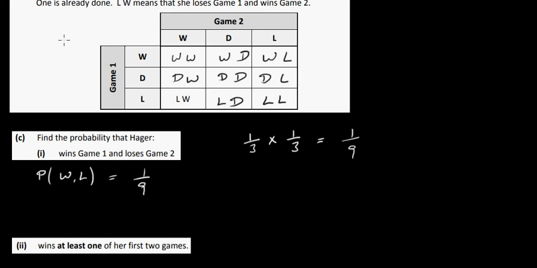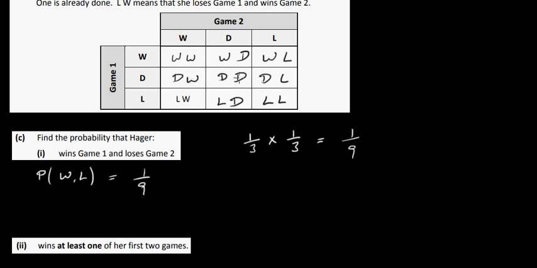So let's see, how many of those are there? Well, here's one. Here she wins both, that's at least 1. Here she wins 1, that's at least 1. Here she wins 1, that's at least 1. So we have 3 so far. Here she draws and then wins, so again that's winning at least 1, so that's 4 so far.